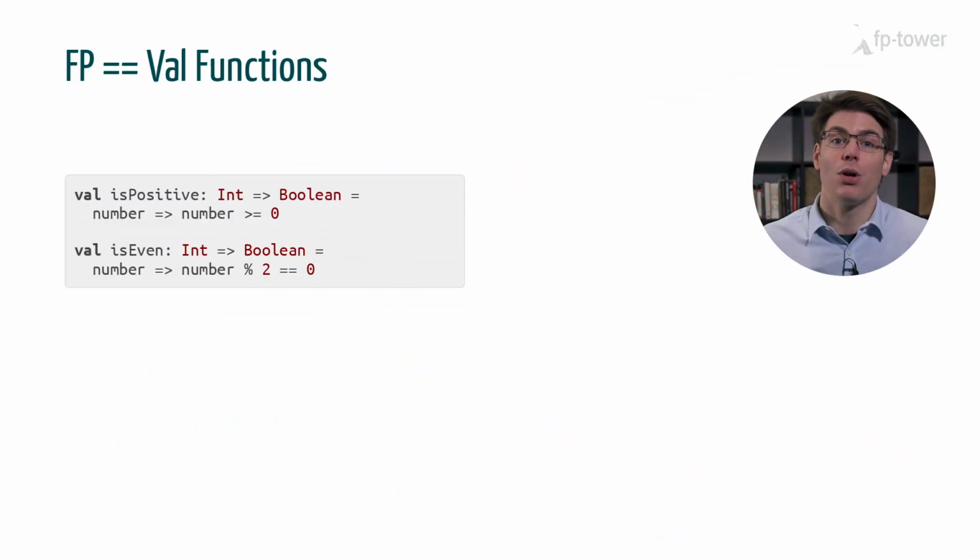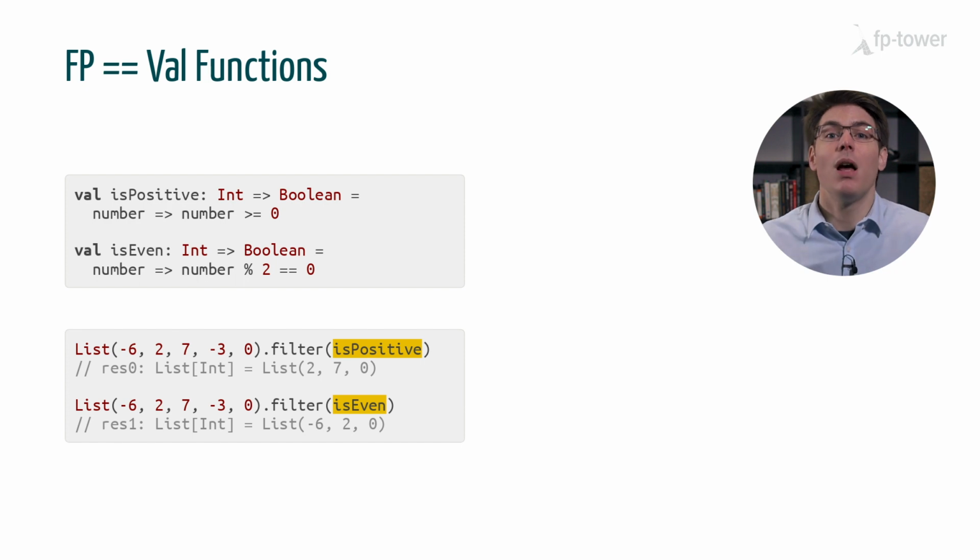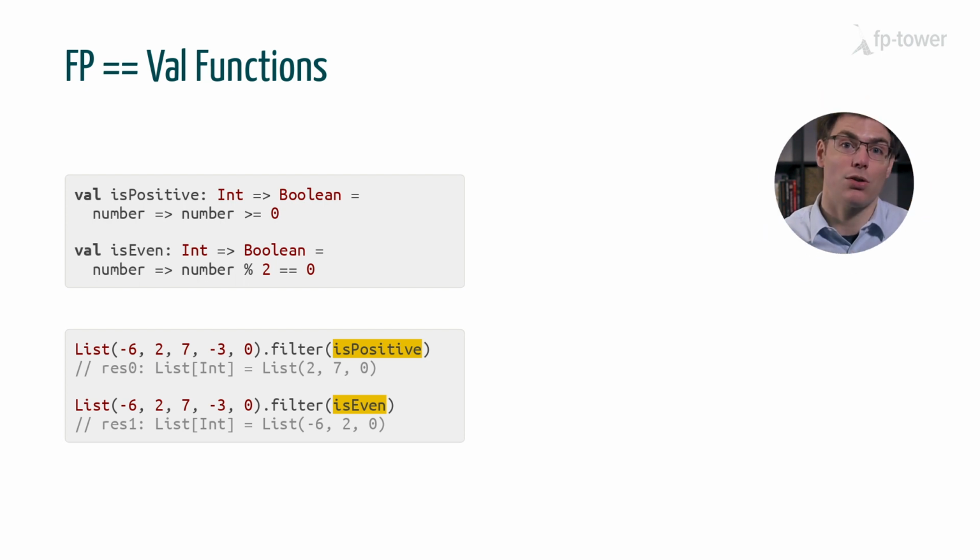There are several definitions. Some people say that a language is functional if it supports Val functions, or in other words, when functions are ordinary objects. Indeed, in the first chapter, we saw how Val functions enable many functional programming patterns, such as when we pass functions as inputs to other functions. However, Val functions alone are not enough.